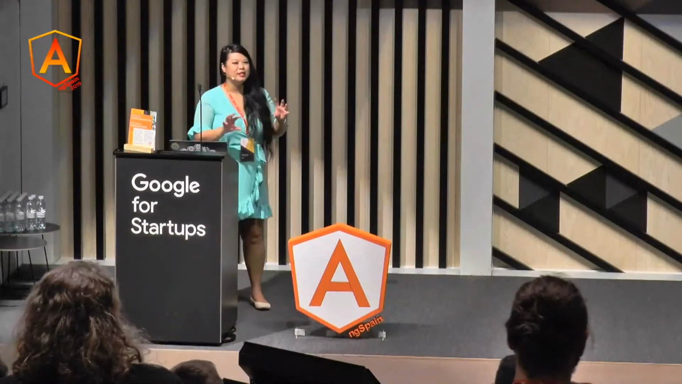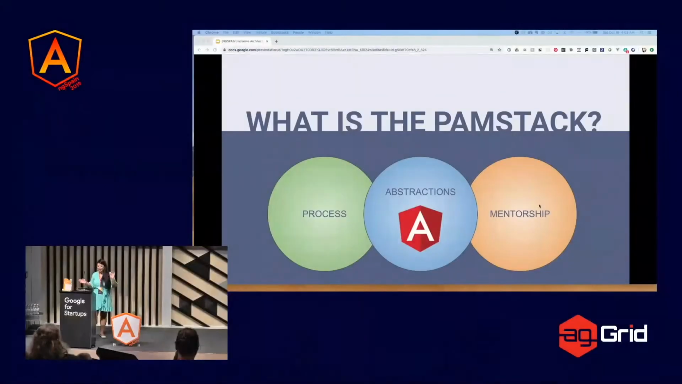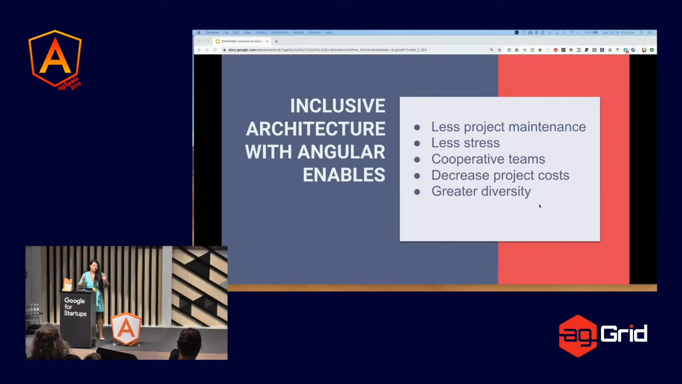So this idea of the PAMstack, it's not the Jamstack, but it stands for Process, Abstractions, or in this case, Angular, and Mentorship, right? So we're going to explore these three pillars as we talk. But what I want to help you all understand, with this whole inclusive framework idea, is building a really good foundation for your teams.